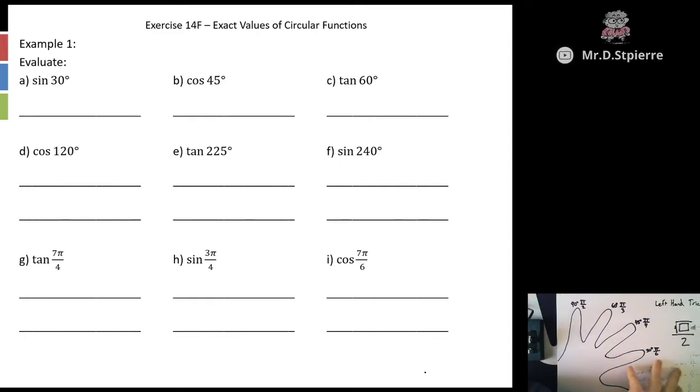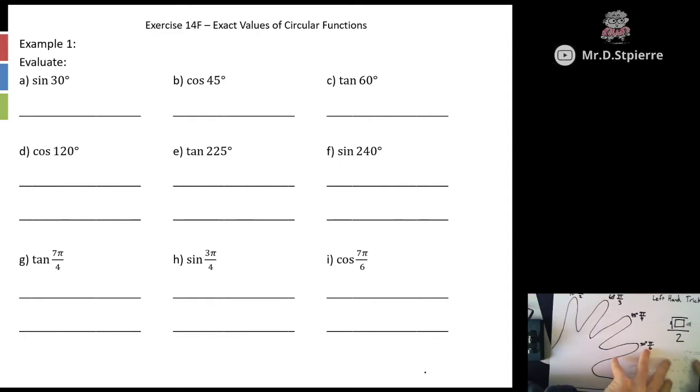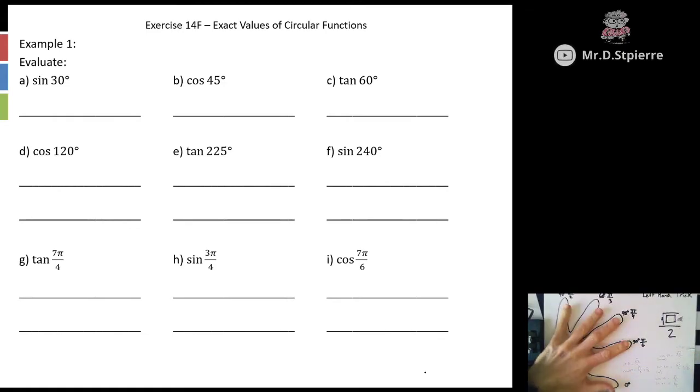So evaluate sine of 30. Well, if you can't remember what it is, you can use your left hand. Sine of 30, how many fingers up? It's going to be 1 finger up. So we get root 1 on 2, which is equal to half.